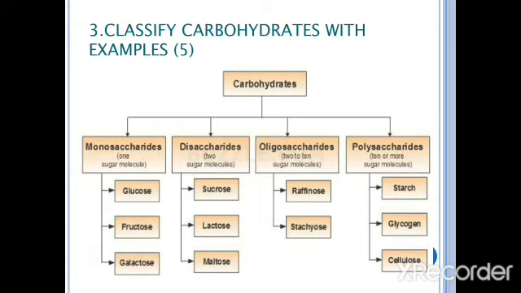Based on the number of carbon atoms, monosaccharides can again be classified into trioses, tetroses, pentoses, hexoses, etc. And based on the functional group they are classified into aldoses and ketoses. Aldoses are monosaccharides which have an aldehyde group, example glucose, and ketoses are monosaccharides having a keto group, example fructose.